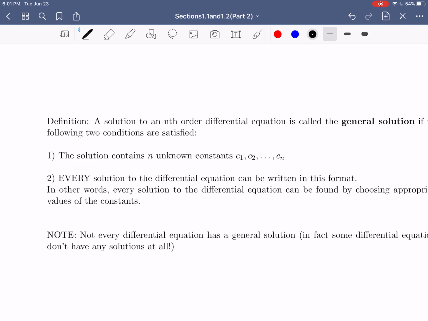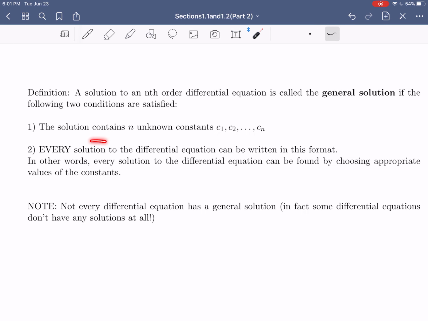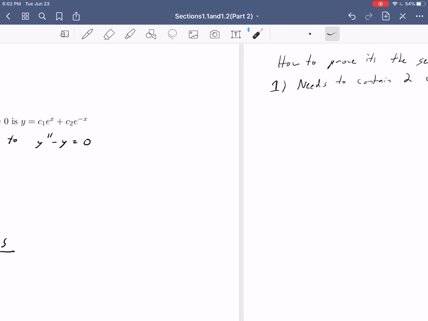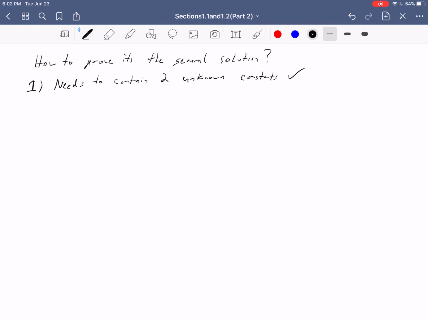Well, condition 2 is a little bit more complicated. It says that every solution can be written in this format. So we need to somehow prove that. It turns out that there's a nice trick and something we're going to see many times to do this.